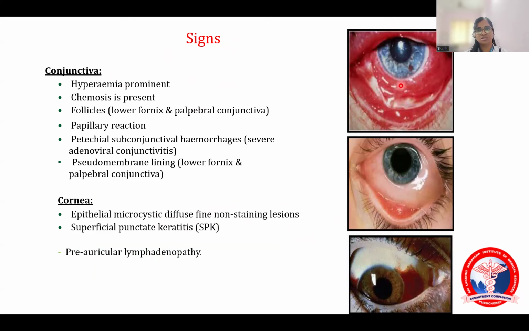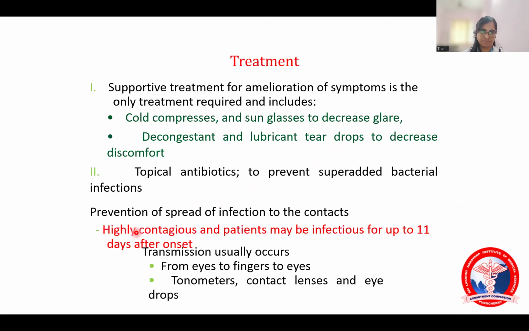So this is a picture showing pseudomembrane. This is chemosis, and this is subconjunctival hemorrhage. The cornea can have epithelial microcysts and superficial punctate keratitis, and patients also present with preauricular lymphadenopathy.